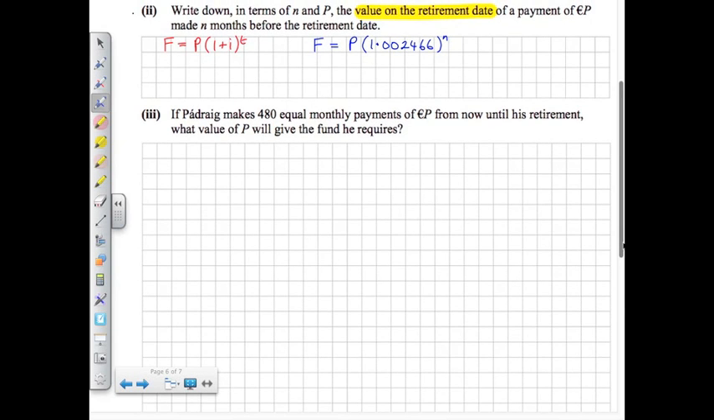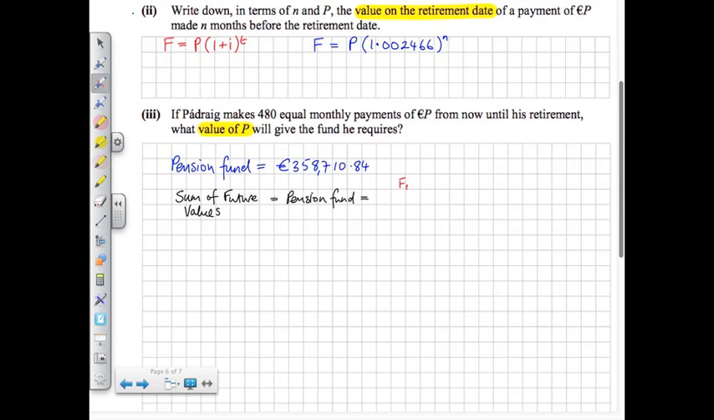If there's 480 equal payments, what value of P would give us the required pension fund? So let's remember from the first part what the pension fund was. The pension fund that we worked out in the earlier part of the question was 358,710.84. And what we're looking for is the sum of future values that would amount to this amount. Now we see each of the future values is given by the formula P times 1.002466 to the power of n. The first one of these in this series is something that was earning interest for 480 months. And this goes right down to the last one. The last payment will only have been earning interest for 1 month.